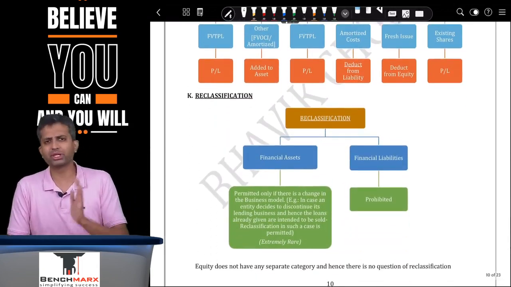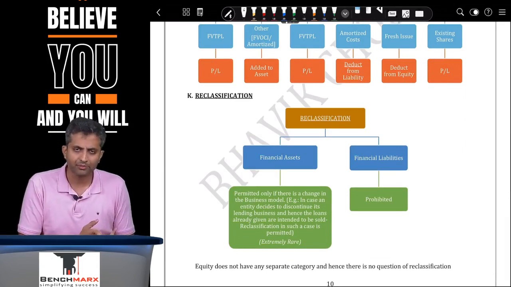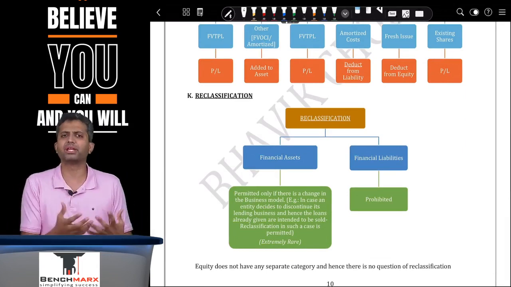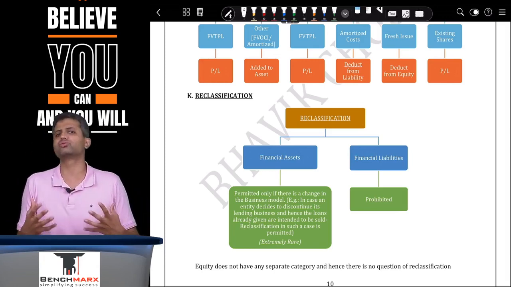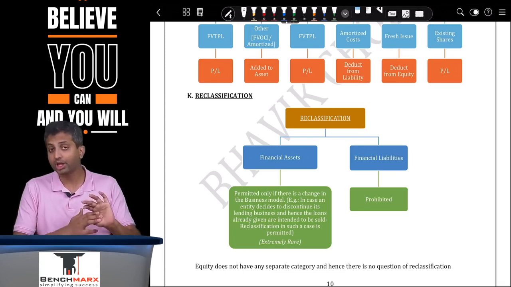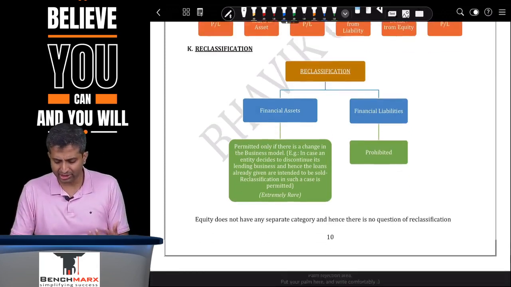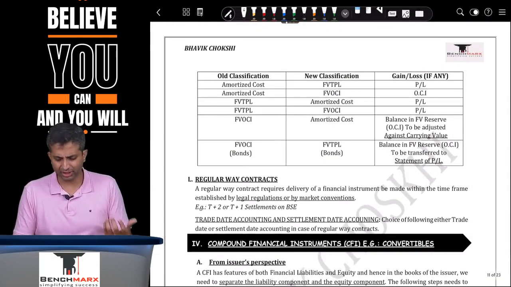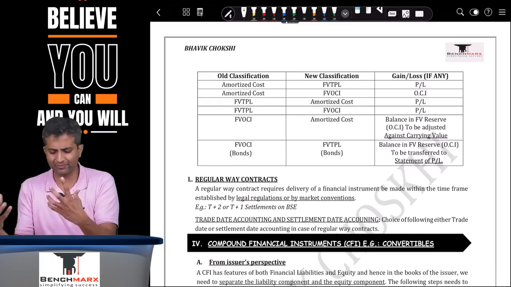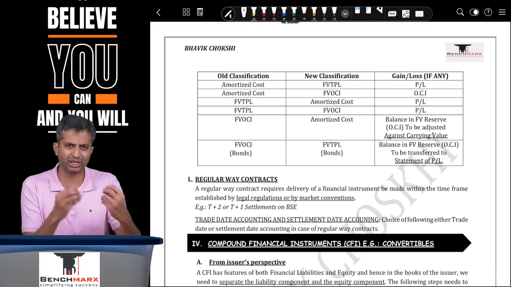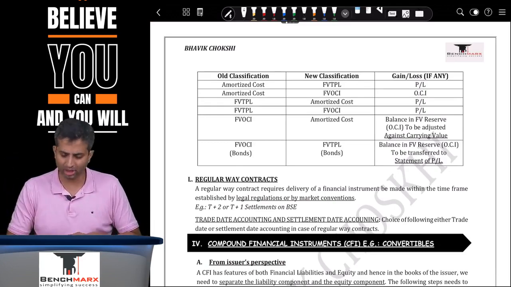Reclassification is not possible for equity because there's a single classification. It is not permitted for a financial liability, and for a financial asset, reclassification is considered to be extremely rare and can be done only if there's a change in the business model, which is extremely rare. So, if there is a reclassification, how will it happen? In case of reclassification, you can move from amortized cost to either FVTPL or FVOCI, in which case gains or losses, if any, will go to the profit and loss if it is moving to FVTPL, and to the OCI if it is moving to FVOCI.